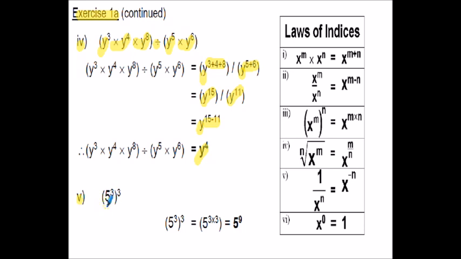Part 5, we've got 5 to the power of 3 all raised to the power of 3. Now that's a third law problem here. That's x to the m all raised to the power of n. So x to the m times n is the solution here. So that's simply going to be 5 to the power of 3 times 3, which will be 5 to the power of 9.